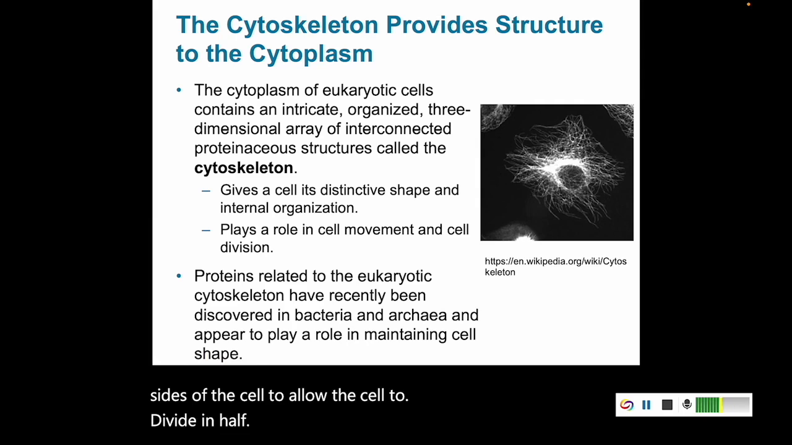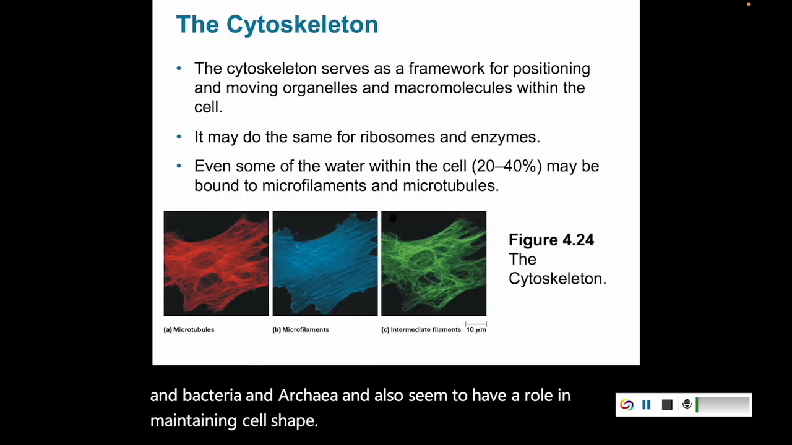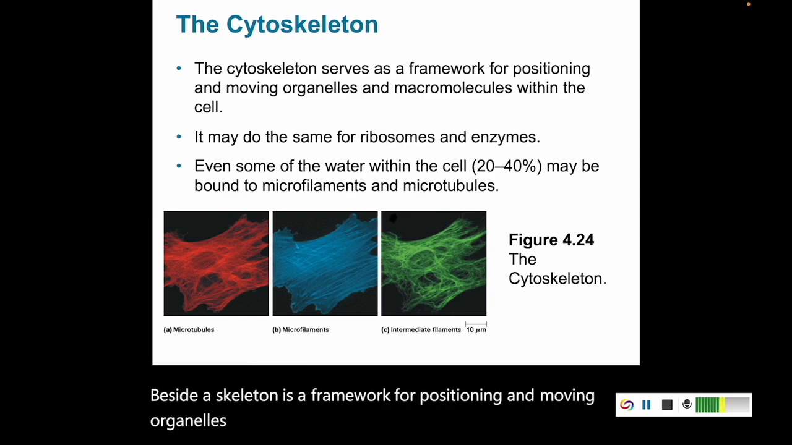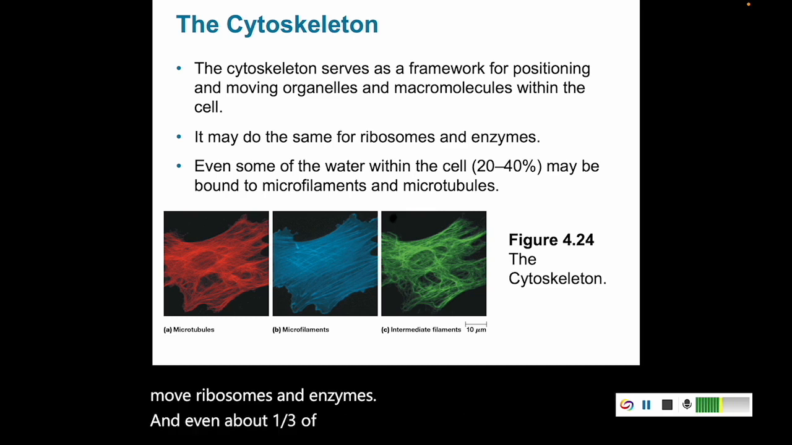Proteins related to eukaryotic cytoskeleton have been discovered in bacteria and archaea, and also seem to have a role in maintaining cell shape. The cytoskeleton is a framework for positioning and moving organelles and macromolecules within the cell. It may also help move ribosomes and enzymes. And even about a third of the water within a cell is bound onto the microfilaments and microtubules.